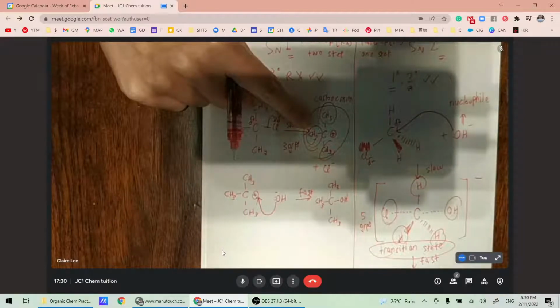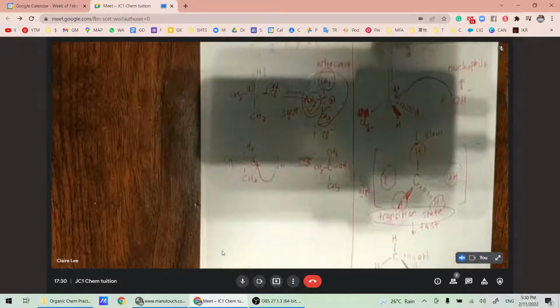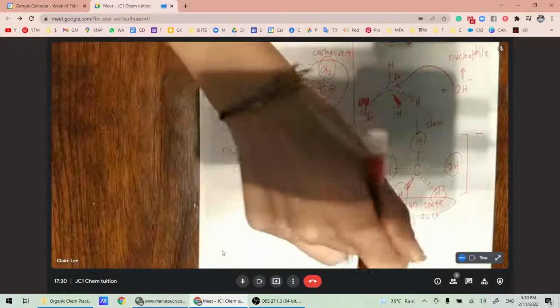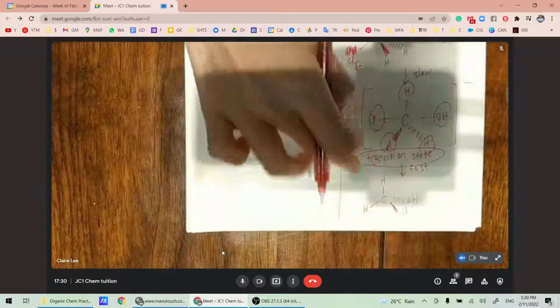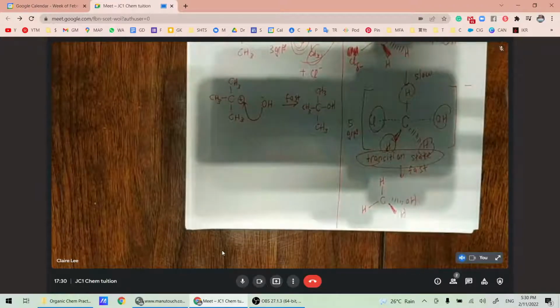Okay, so I believe I'm probably explaining why secondary and tertiary undergo SN2. Let me see, why am I going through?